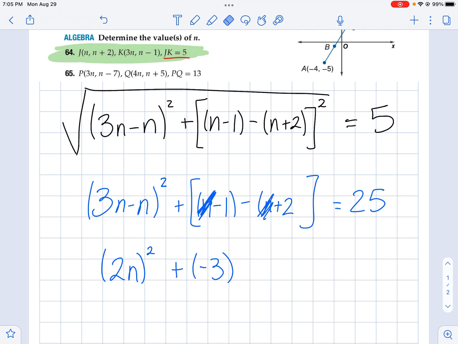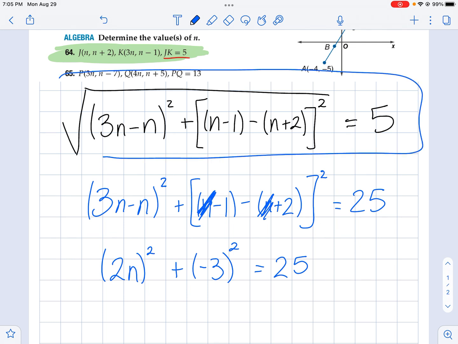And I did it again. Put the squared. There we go. So n minus n reduced to nothing. Negative 1 minus 2 is negative 3, squared, equals 25. And now this is a really manageable problem. That looks much better than what I started with.